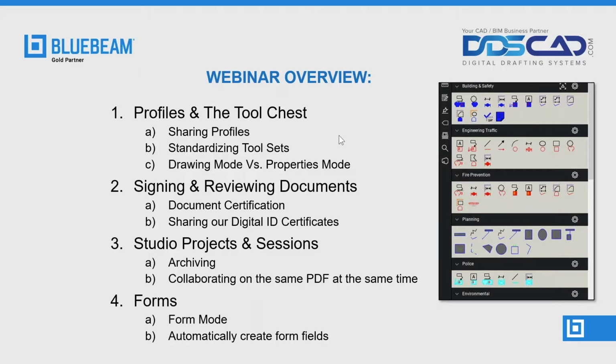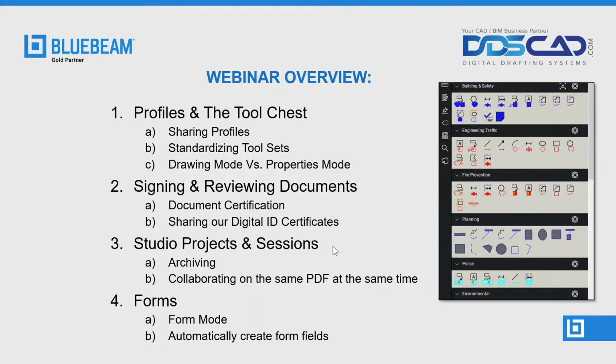We're going to learn how we can share profiles, and drawing mode versus properties mode in the tool chest. Very, very important, very powerful. We're going to learn about signing and reviewing documents, the difference between document certification and just signing a document, and then sharing our digital ID certificates and how that process works. That way, when you send and receive documents from clients and to clients, you'll be able to make sure that all the information is able to be verified and the signatures will always be valid.